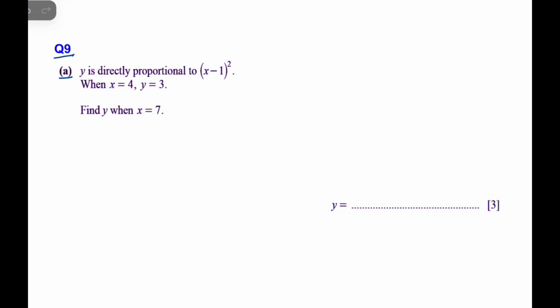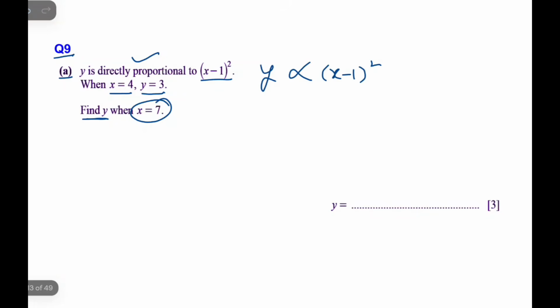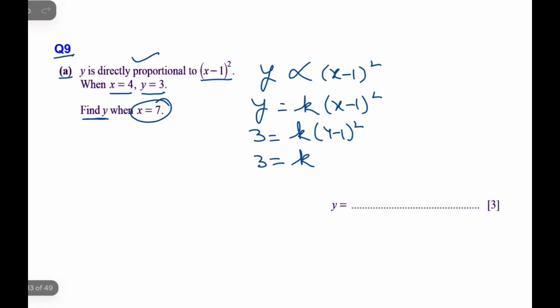Now question number 9a part, y is directly proportional to x minus 1 whole square. When x is 4, y is 3, we have to find the value of y when x is 7. So it is given that y is directly proportional to x minus 1 whole square. So y will be equal to k times x minus 1 square. So we have been given that x is 4 and y is 3. So we'll put y value as 3 and x value as 4. So this will be 3 is equal to k times 4 minus 1, which is 3. 3 square is 9. So the value of k will be 3 upon 9, that is 1 upon 3.